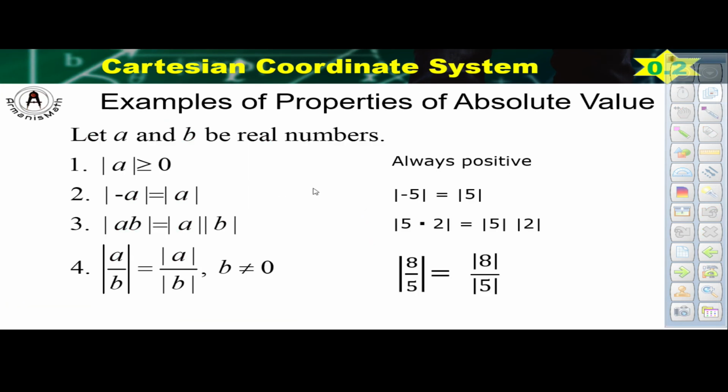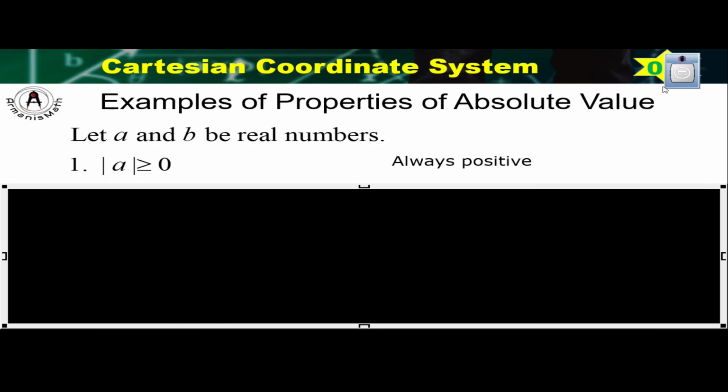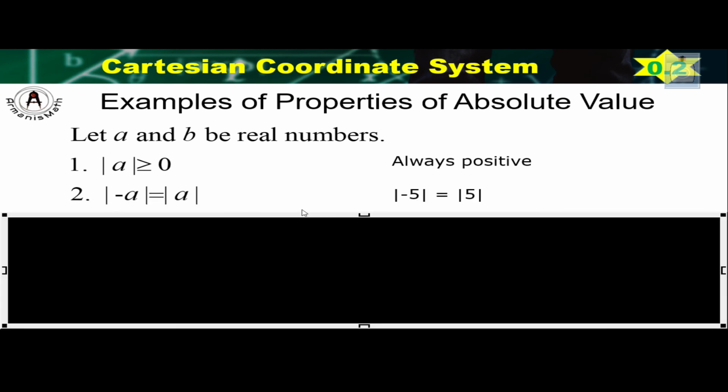So the first one is always positive. If we take the absolute value of a number, a and b being real numbers here, let me do one thing at a time. You know that the absolute value function gives you a positive value. And an example of this property where the negative of a real number in the absolute value will give you its equivalent on the positive side. So the absolute value of negative 5 is exactly the same as the absolute value of 5.